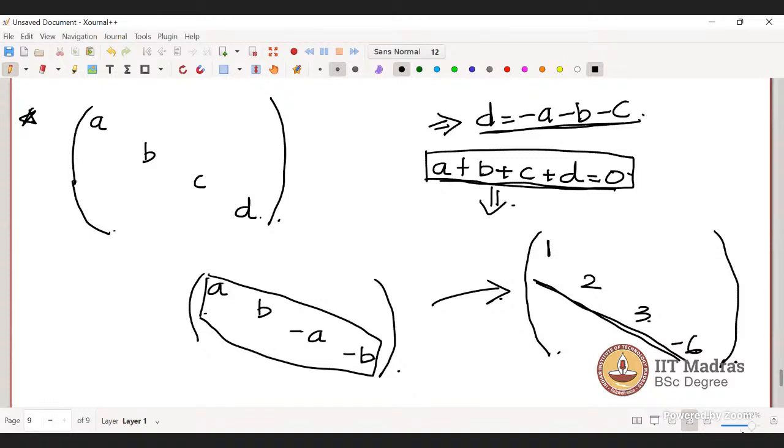Because these two conditions are equivalent, right? A plus B plus C plus D equals 0 is the same as D equals minus A minus B minus C. But these two conditions are not equivalent.